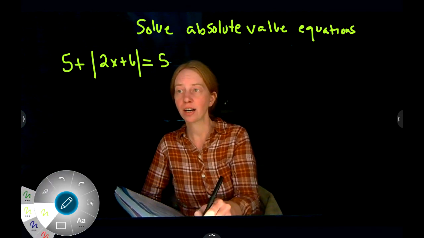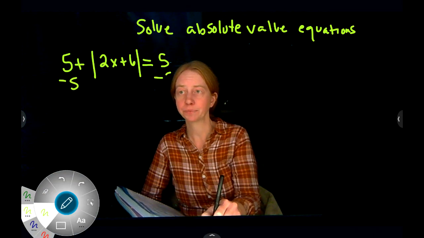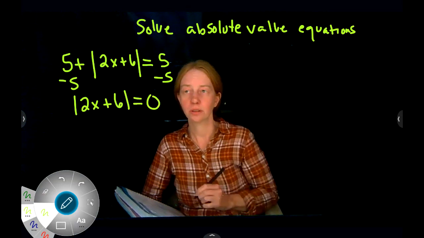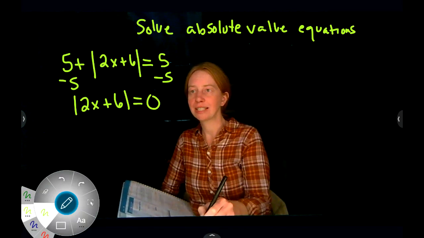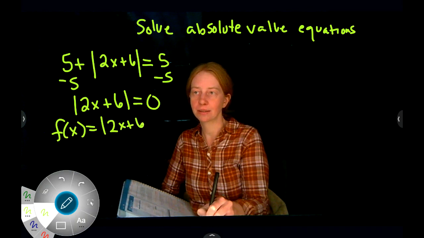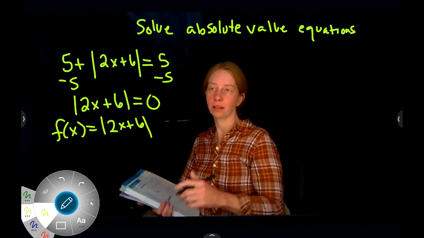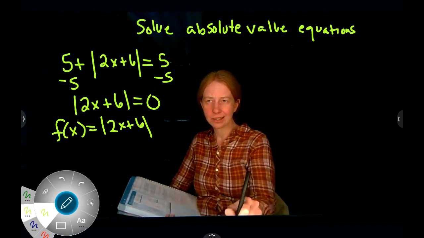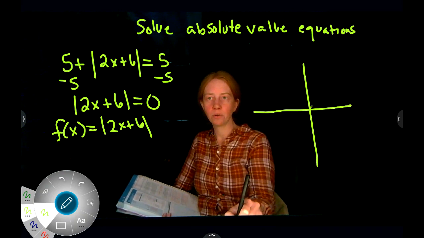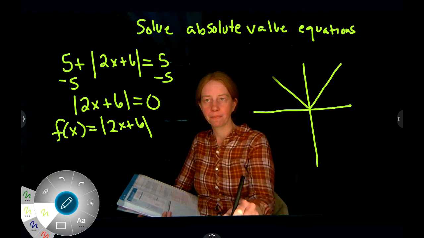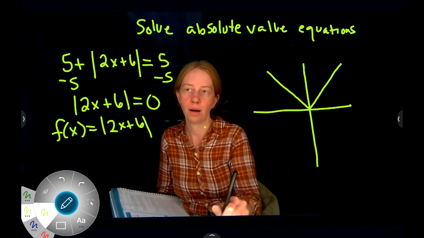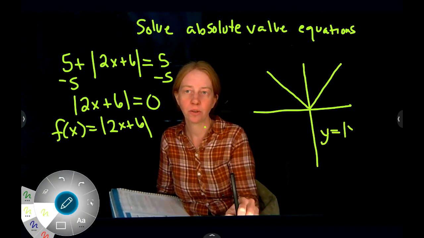Now we start out with exactly the same first step, which is to get this absolute value equal to 0. And we're going to say f of x equals the absolute value of 2x plus 6. That's what we're starting with. Let me show you a quick sketch. I'm not going to put this on the actual graphing tool, but this is what an absolute value graph looks like. It's our base case, y equals the absolute value of x.